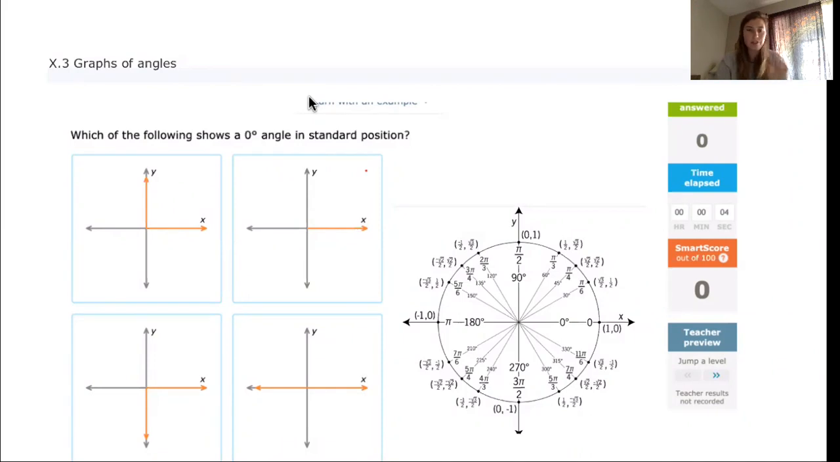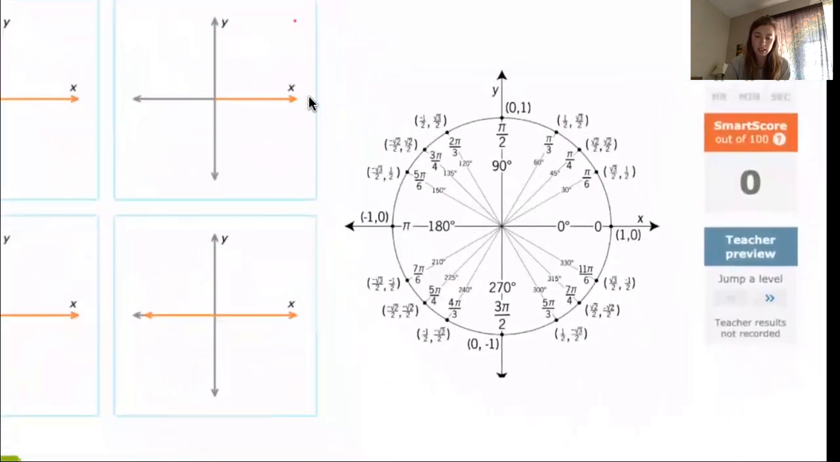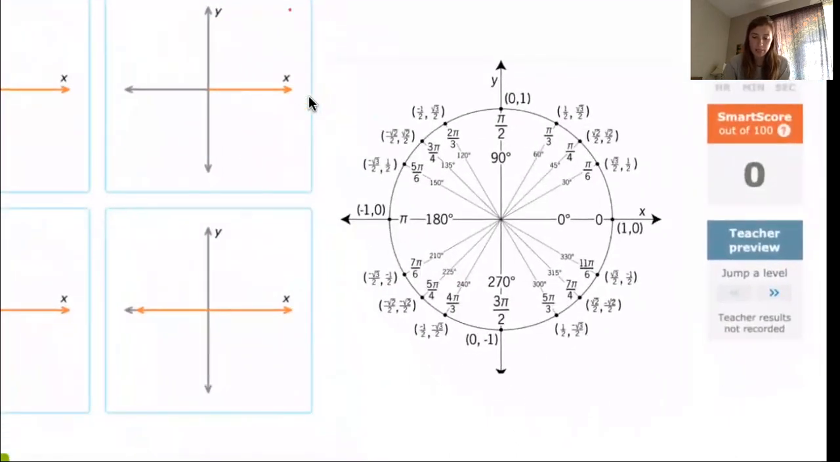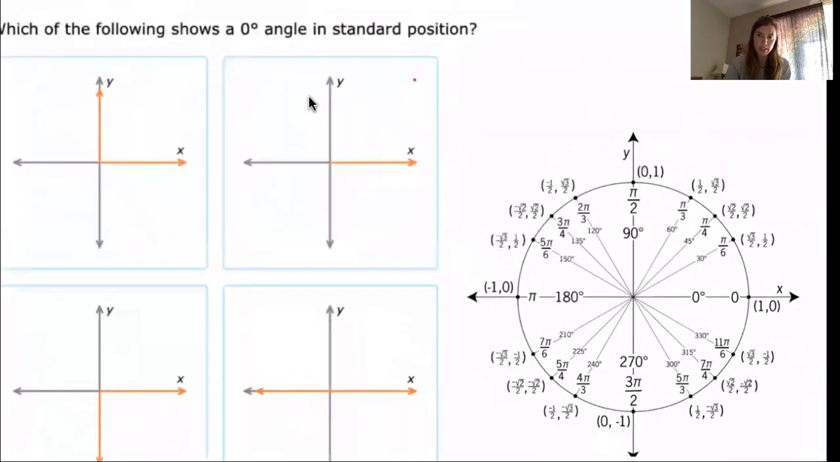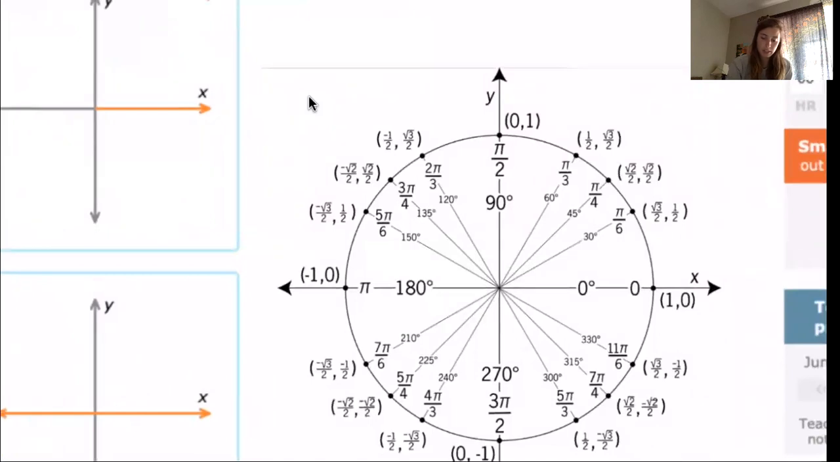So let's get started. For X3, you're looking at angles, mostly using the unit circle. So it'd be helpful to refer to a unit circle as I did here. When it says, which of the following shows a 0-degree angle in standard position? Look at our unit circle. The starting point, that's 0 degrees.